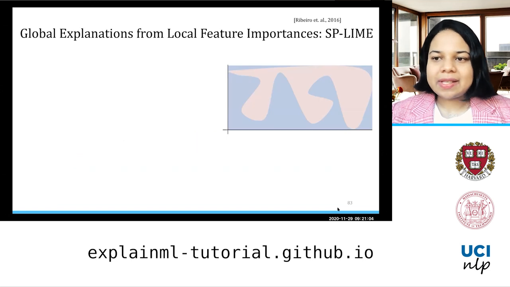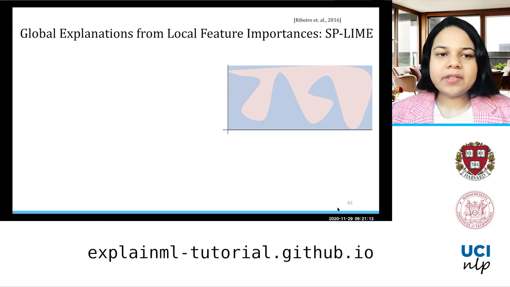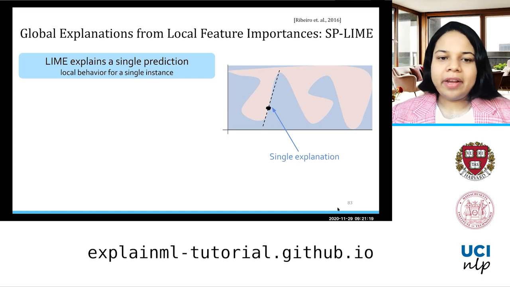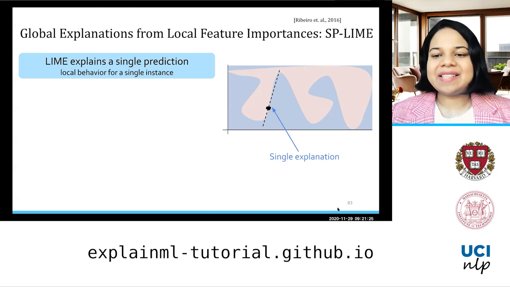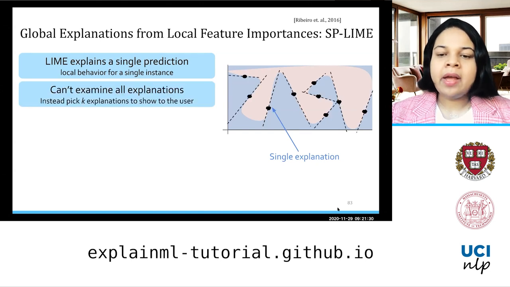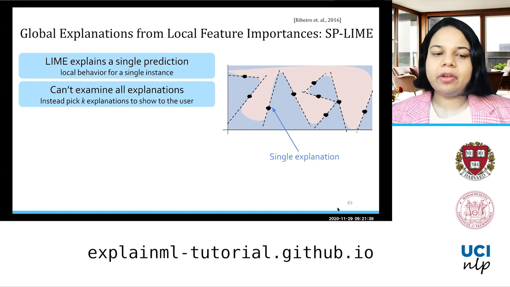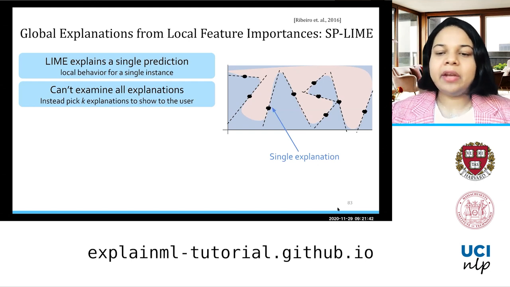Now let's see one of the first algorithms which actually uses this kind of idea or intuition. The algorithm is SP-LIME, and it tries to construct global explanations using local feature importances. By now, we are all aware that LIME explains a single prediction or local behavior of a model for a single instance, right? So in this case, this black dot corresponds to a single explanation. And it is quite impossible and extremely hard to examine all possible explanations to understand the global behavior of the model. So instead, SP-LIME advocates to pick k explanations to show to the user.